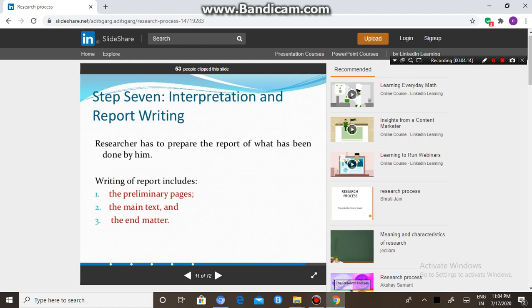The researcher has to prepare the report of what has been done by him. Writing of report includes the preliminary pages, the main text, and the end matter.